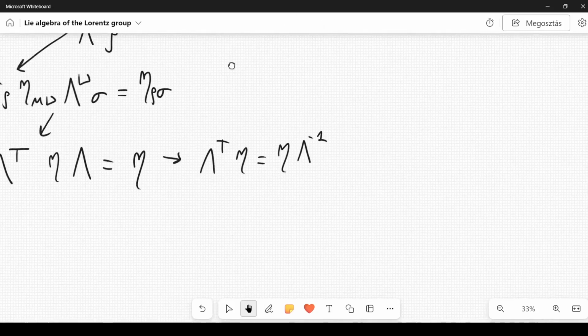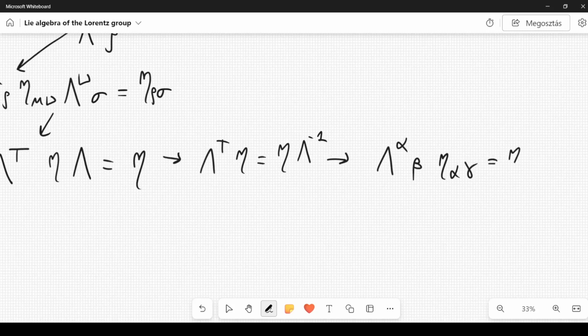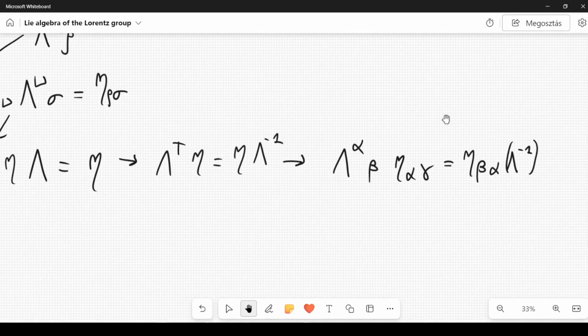And if we go back to index notation, this would be lambda alpha beta eta alpha gamma equal to eta beta alpha lambda inverse alpha gamma. And now if we use the usual rules for tensors, if we multiply a tensor by the metric tensor, we can raise and lower indices accordingly.